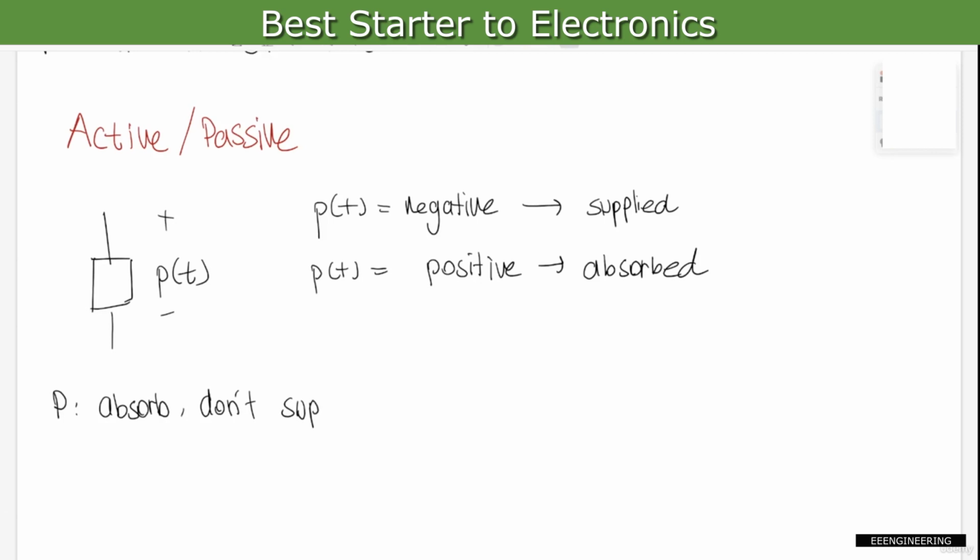In that sense, we can simply say that the P of t value for them is either 0 or positive. So P of t is going to be equal to or greater than 0 for passive elements, and that's what the formal definition says. And what about active elements? They don't absorb the power, they supply the power, and that's the reason their power variable, P of t, is going to be negative for them. P of t is going to be less than 0. This is the logic we have.